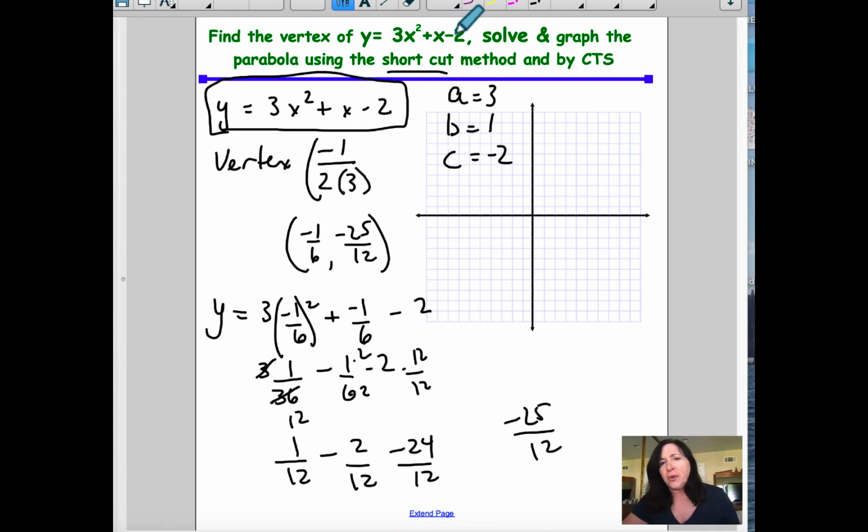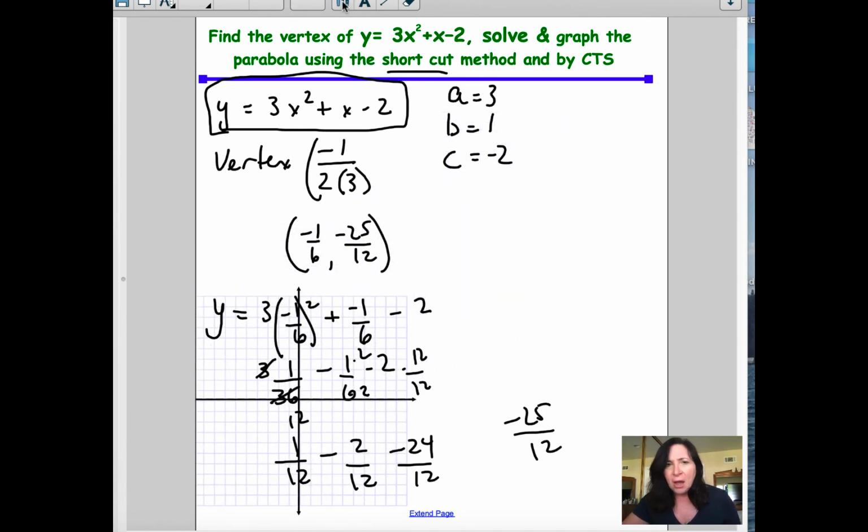I also want to show you how to do this by completing the square. So let's do that just to see what we would get. Is that quicker, not quicker? Completing the square, we would take this 2 first and move that over. So we have y plus 2. And on the right-hand side, we would have 3x squared plus x.